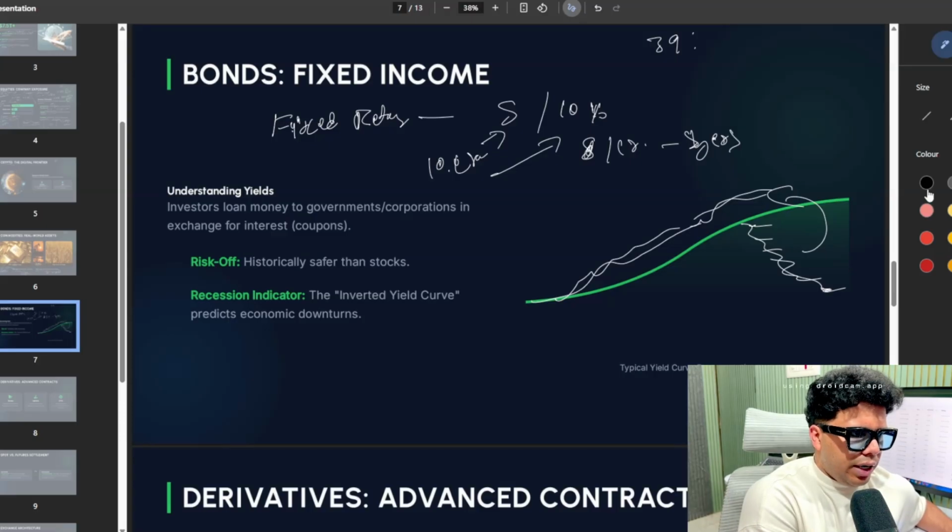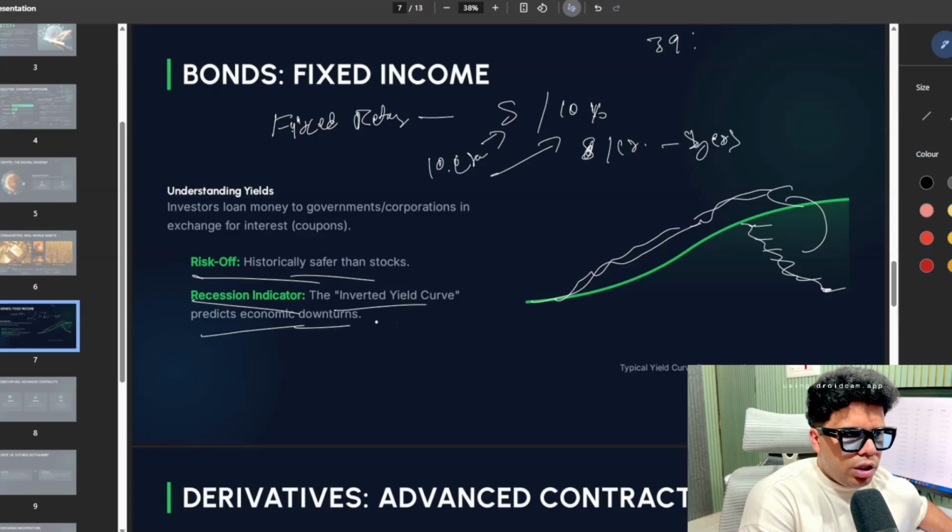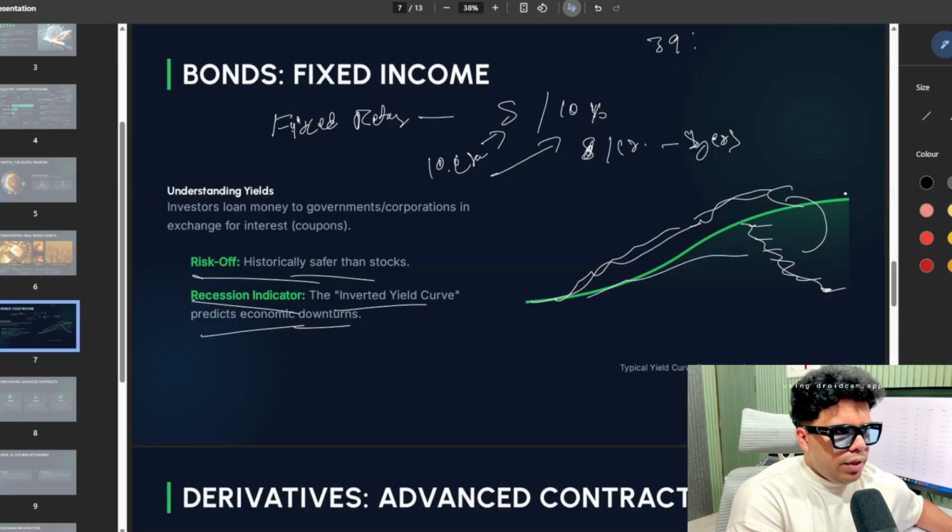Historically it's safer than stocks. It's very safe compared to stock investments. And for recession indicators, the inverted yield curve predicts economic downturns, which means, as I told you, it depends on the yield. If there is a high yield, people are more involved in bond investments. Investors loan money to governments and corporations in exchange for coupons. This is how bonds work.